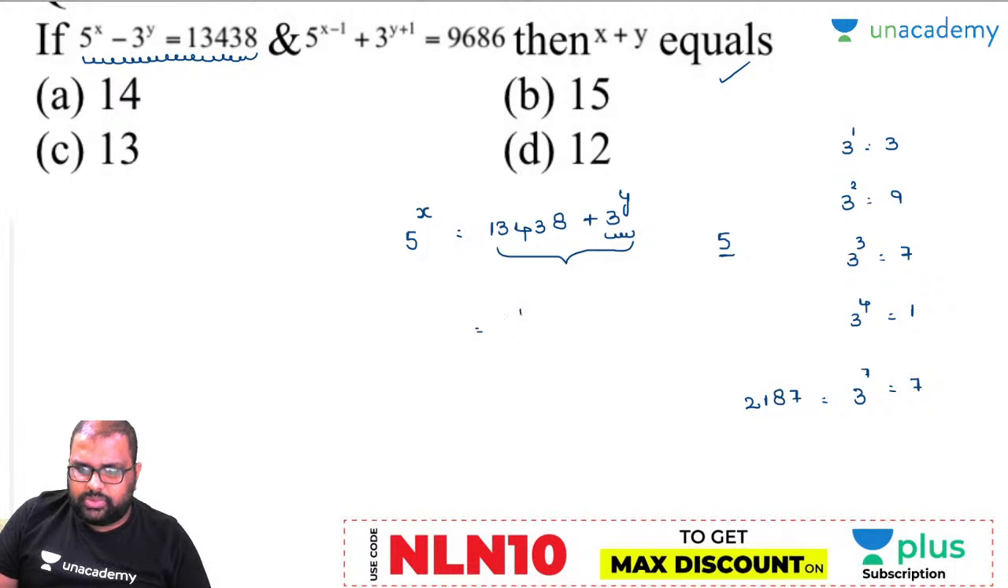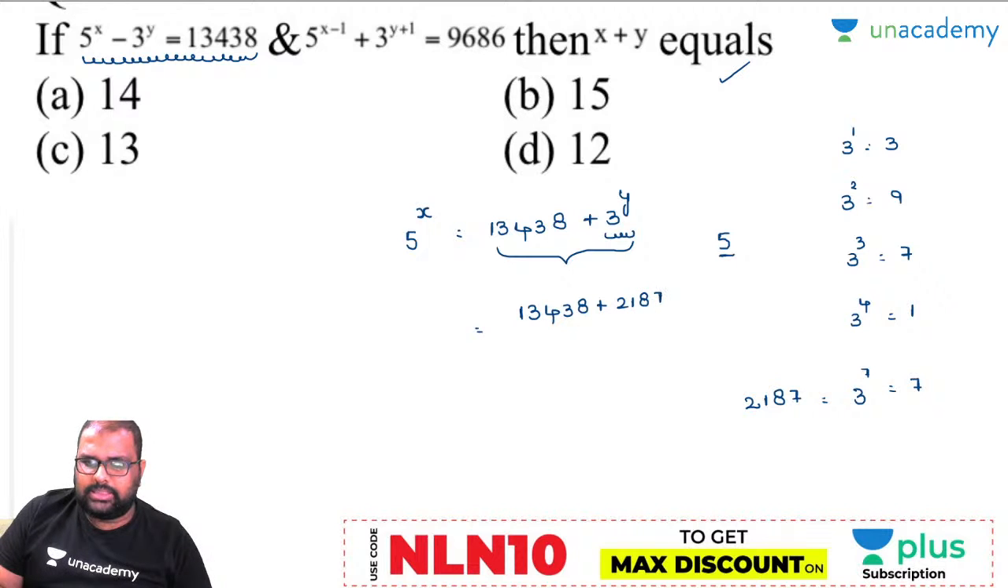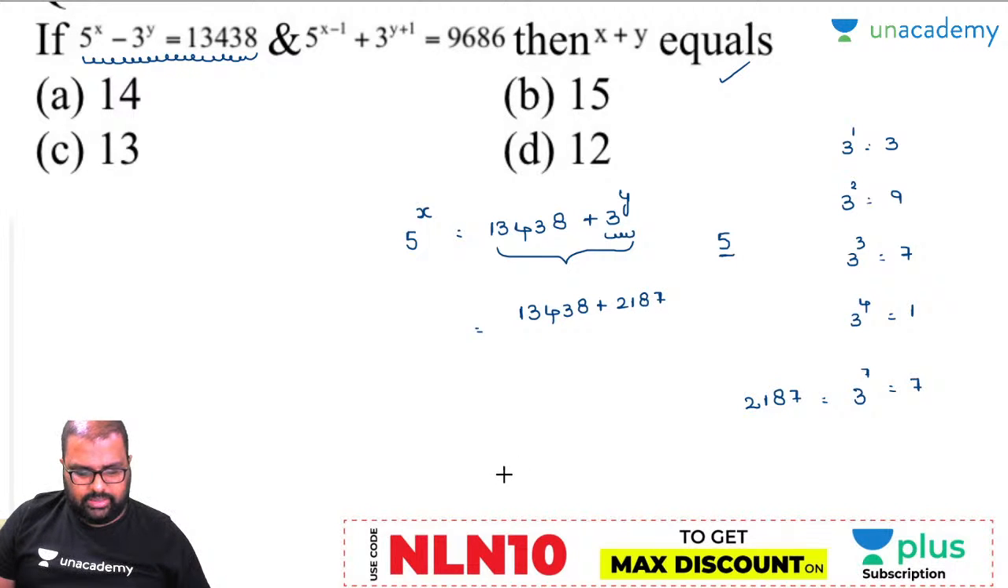Add these two numbers: 13438 plus 2187. So what will be the answer there? Can anybody say? Is it 15625? Yes, perfectly.